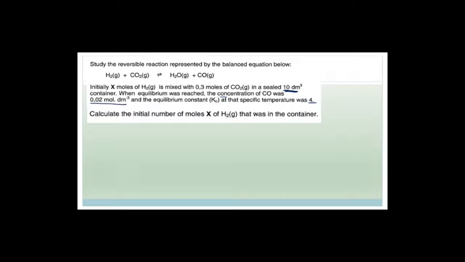Calculate X. Okay, so this is a really nice question because we've got a volume, we've got a concentration, and we have an X. I mean, they couldn't put more in if they wanted to. Okay, so let's go through it. We've got H2 plus CO2, and they're all gases, so they're all going to be included in your KC, in dynamic equilibrium with H2O plus CO. Okay, so again, we're going to do the rice thing. And guys, if you do rice, please use a ruler.